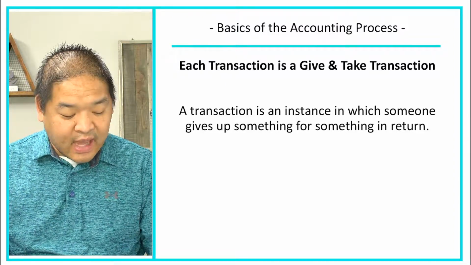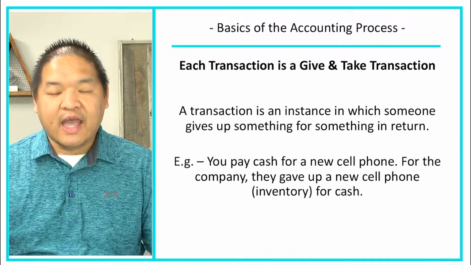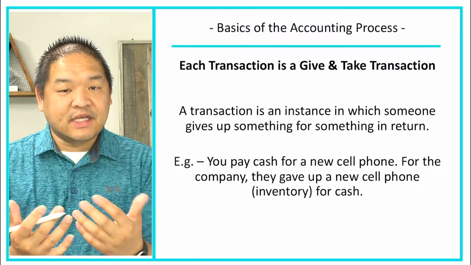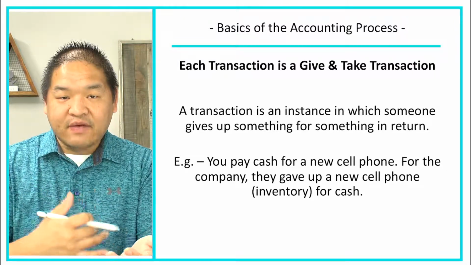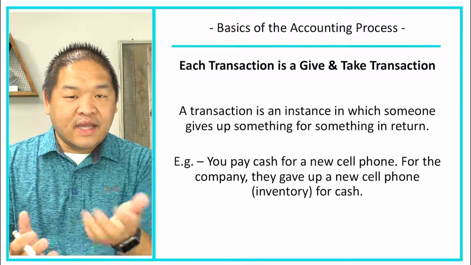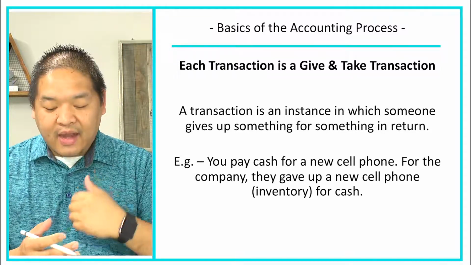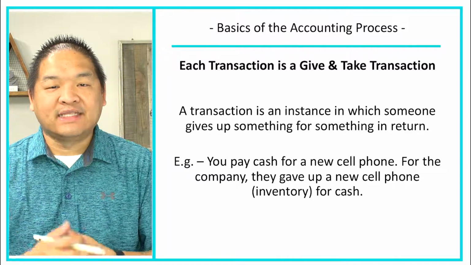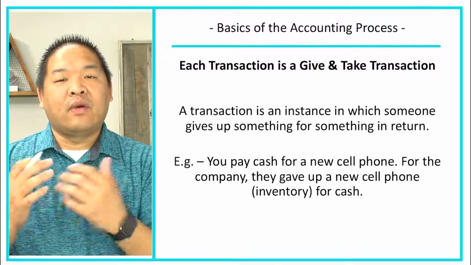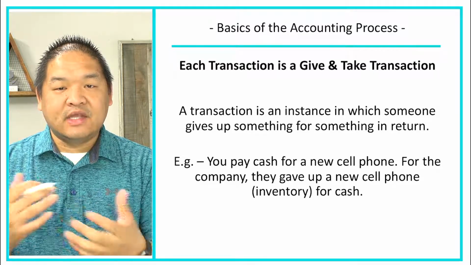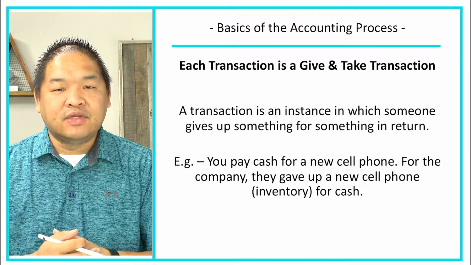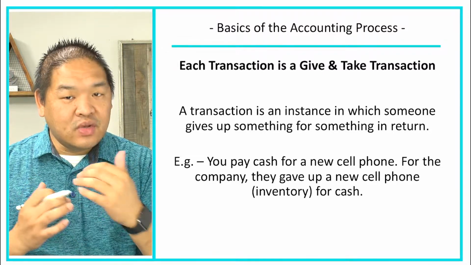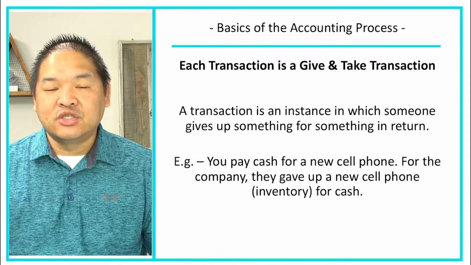So here is an example. For example, you pay cash for a new cell phone. For the company, what did they give up? Well, they gave up a cell phone. We call that inventory. They gave up a cell phone in inventory. And what did they get back in exchange? They got back cash. So every exchange, every transaction that we'll look at has a give and a take. And we're going to do some examples with give and take, and you'll get a better idea of how this all works. So give and take is in every transaction. If there is no give and there's no take, then there is no transaction.